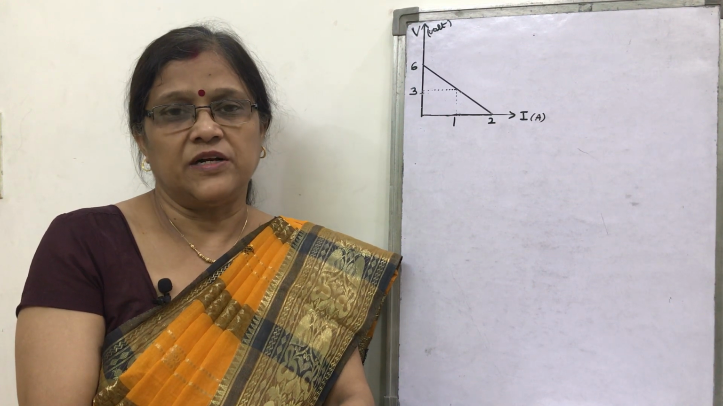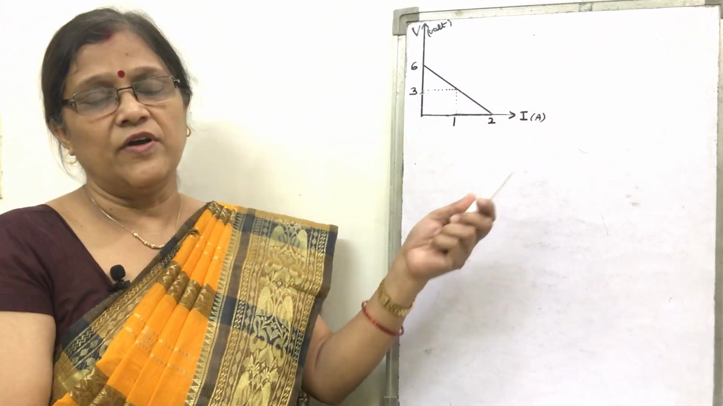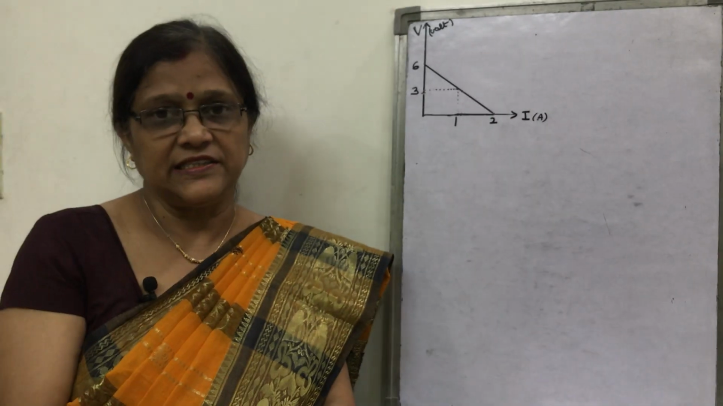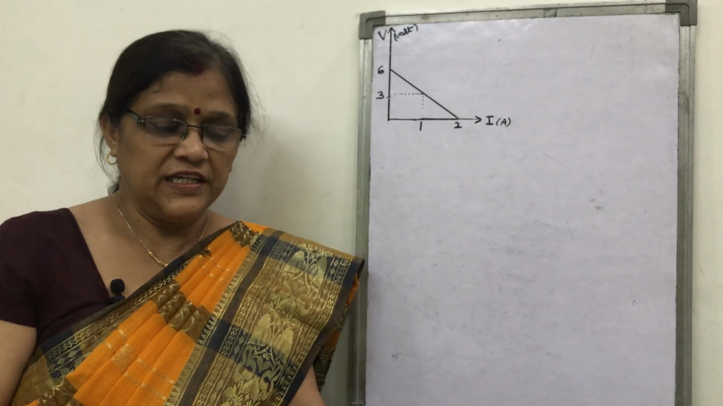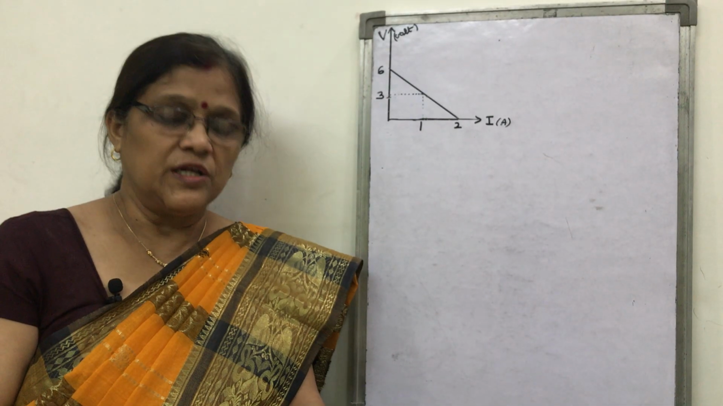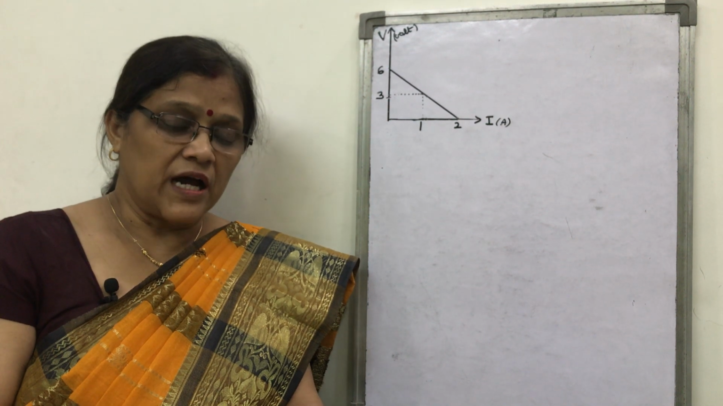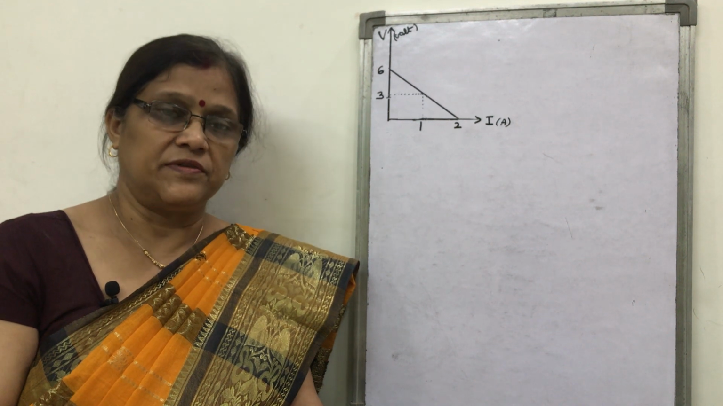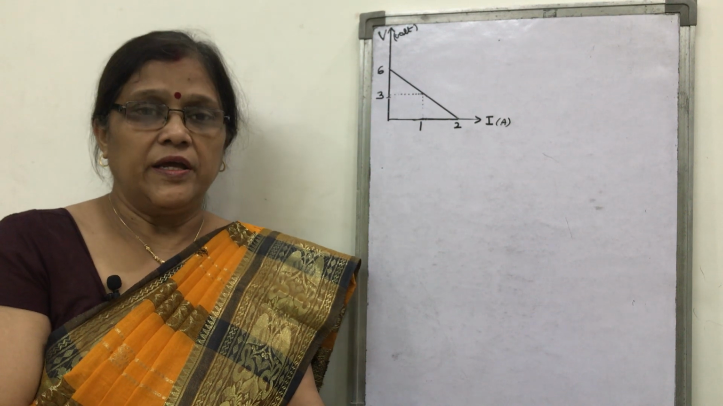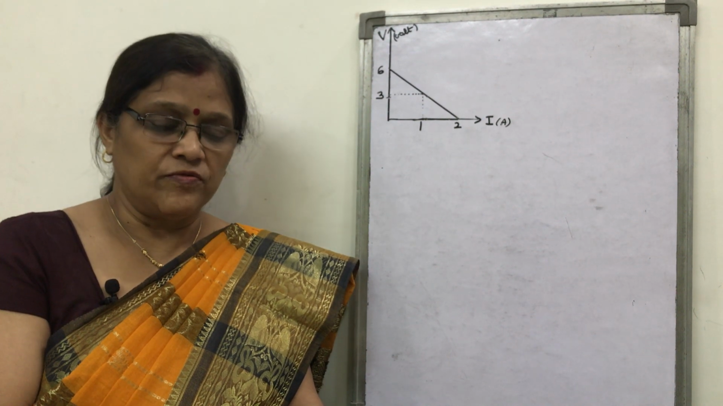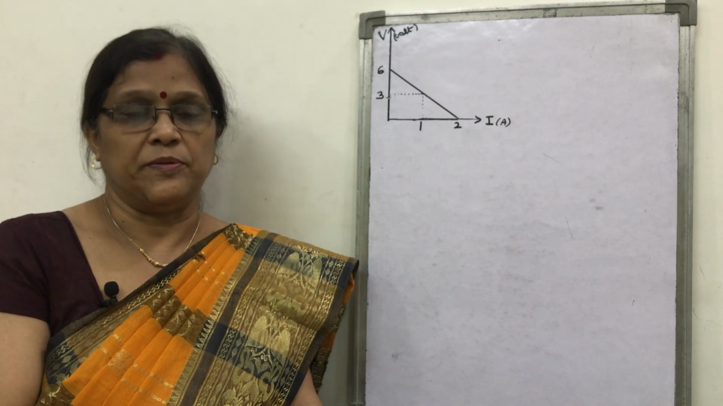Today I will start with the first question here at the blackboard. This is the VI graph for 3 cells connected in series. I will read the question. The question says that 3 cells are connected in series with a variable resistor R. The graph for terminal potential difference versus I is shown in the figure. Find the EMF of each cell and for what current the power dissipation of the circuit will be maximum.